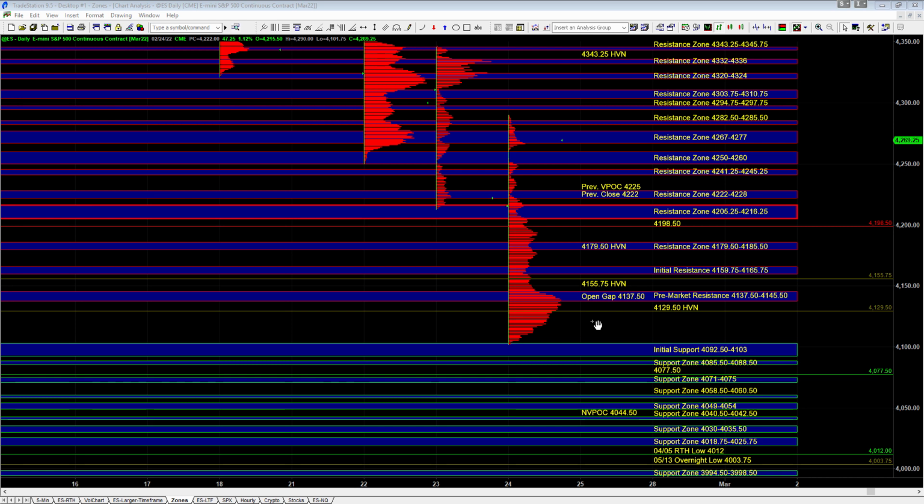Now, if the market were really weak and it was eventually going to break down, then ideally sellers could hold it below the initial resistance zone. And if it was really weak, then even below pre-market resistance. A breakout above initial resistance would be a signal of strength and could lead to a test of 41.79 half to 85 half, where sellers could be active on first test.